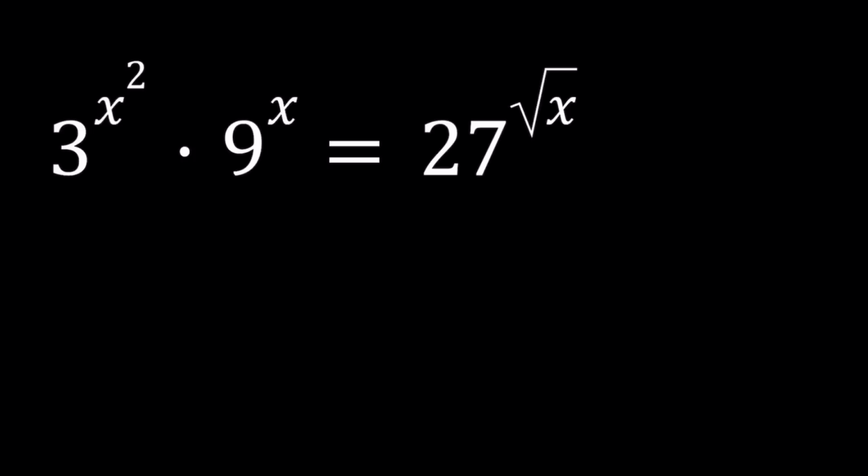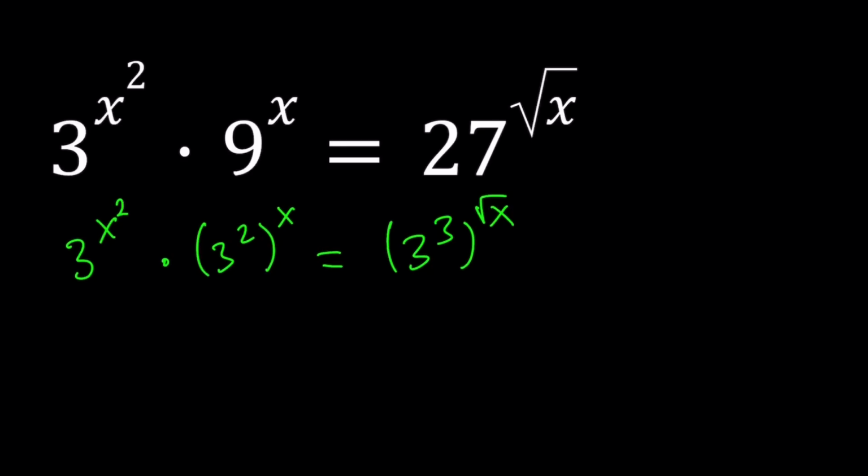Let's go ahead and manipulate this equation so we can write everything as a power of 3. To write everything as a power of 3, I'll write the 9 as 3 to the second power, 27 as 3 to the third power. And then we're going to multiply the exponents: 3 to the x squared, 3 to the power 2x, and 3 to the power 3 times square root of x.